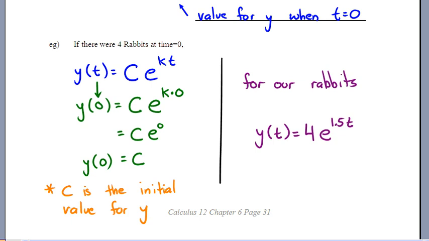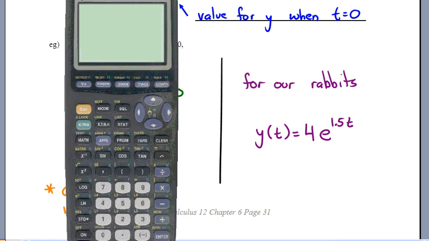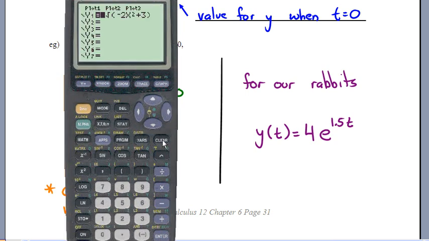And that population is going to explode. That's how exponential growth works. If I go to my calculator and say, okay, calculator, let's see what you got. 4 e to the 1.5. I don't have t's, but I can go times x. And I'm going to see what this population does. So I'm going to start off with, I don't know, zoom 6. And we'll see. So really focusing on what happens after time 0.